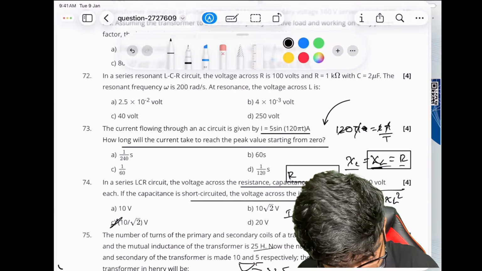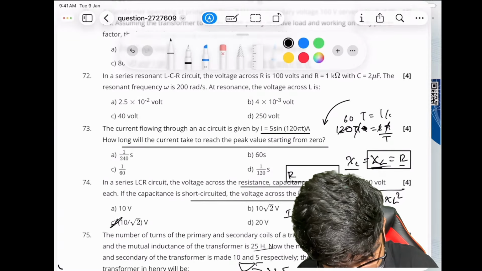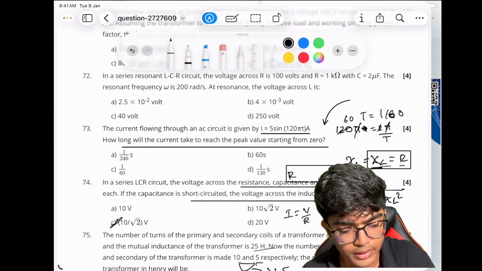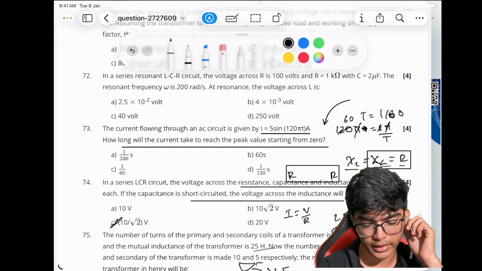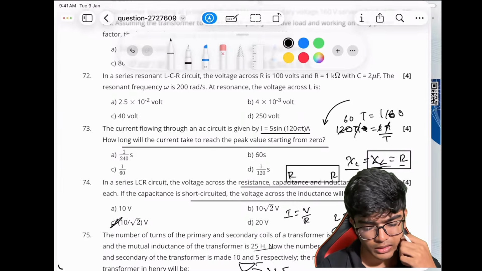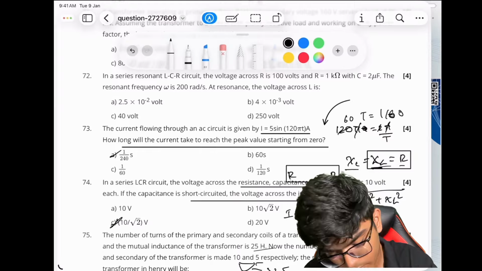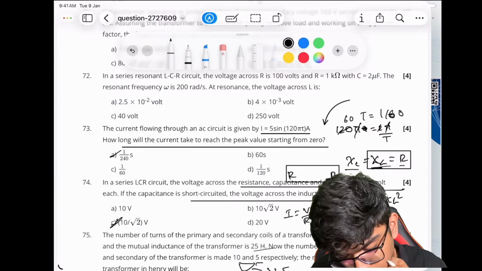Okay, 60. Time period is equal to 1 by 60. One time period is nothing but for our entire cycle. For entire cycle it is 1 by 60. It's a quarter of the cycle, so it will be 1 by 240. Okay, fine.